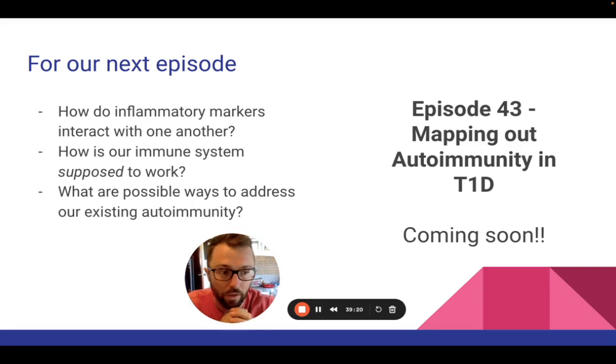We're actually going to map out the stages of inflammation and how it works and how they kind of interlock and bloom into type 1 diabetes. We're going to take that and compare that to how our immune system is actually supposed to work, right? It doesn't help to know what's wrong if we don't have a picture of where we're supposed to go and what we actually want. And that's what a healthy immune response is. And then what are possible ways to address what we're experiencing? That's what we'll cover in episode 43.